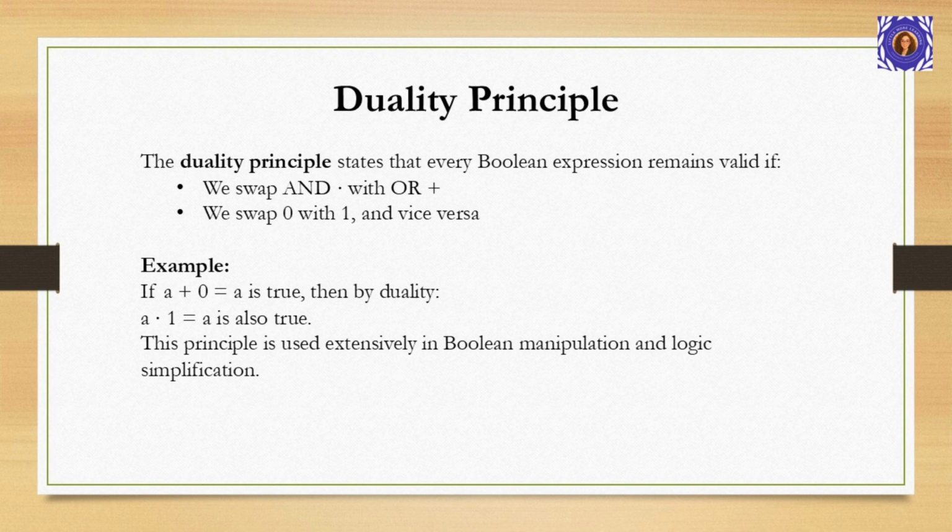One of the most elegant aspects of Boolean algebra is the duality principle. This principle states that every valid Boolean expression remains valid if we perform two swaps. Swap AND operations with OR operations. Swap zeros with ones. For example, if A plus 0 equals A is true, then by duality, A dot 1 equals A is also true. This principle saves us tremendous effort in proving theorems. Prove one form, and you get the dual form for free.